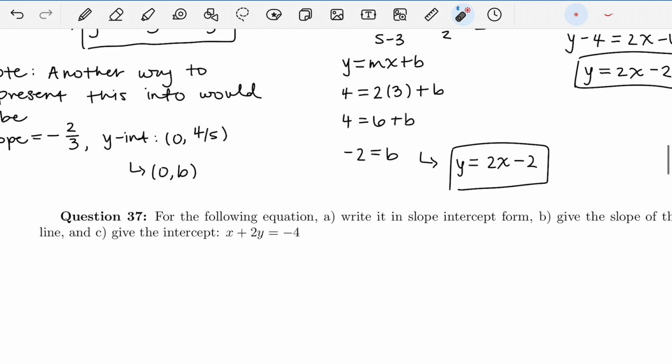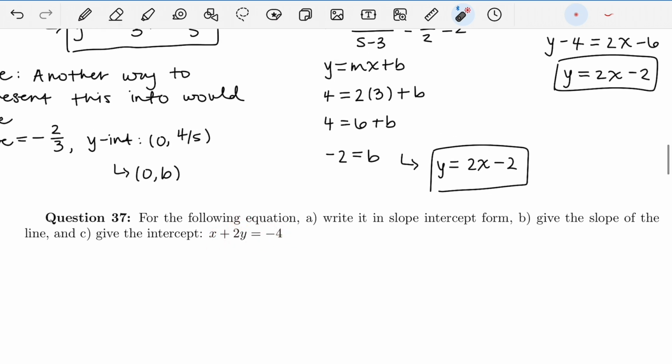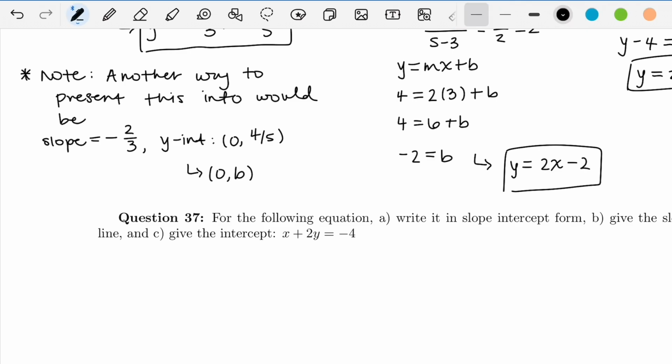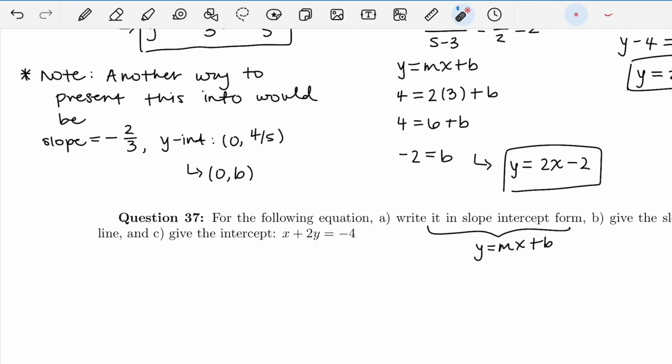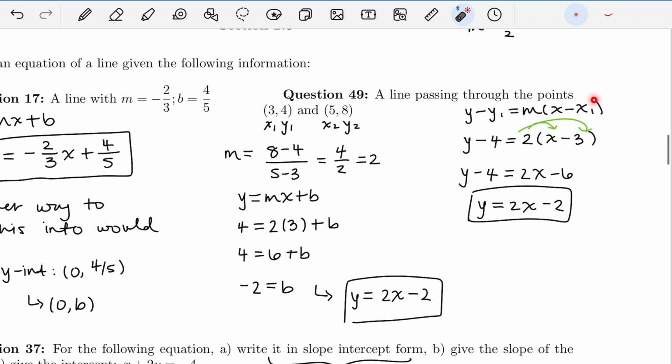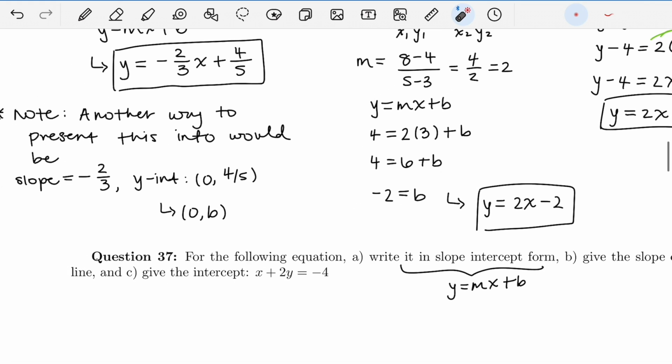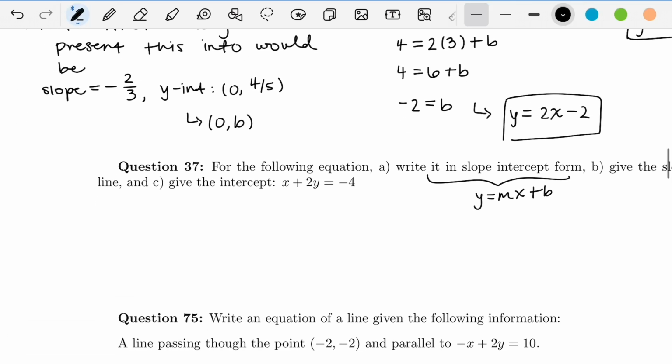For 37, for this equation given, we want to first write it in slope-intercept form, give the slope of the line, and then give the intercept. Okay, so remember, slope-intercept form is y is equal to mx plus b. The naming conventions of these equations are nice because in slope-intercept form, you have a slope and you have an intercept. In point-slope form here, you have a point and then a slope. Okay, so that's how you can identify them.